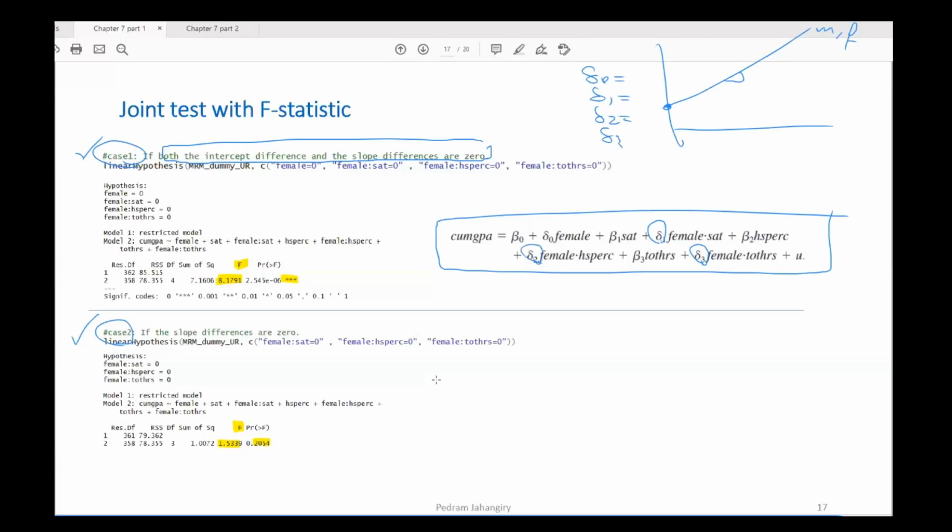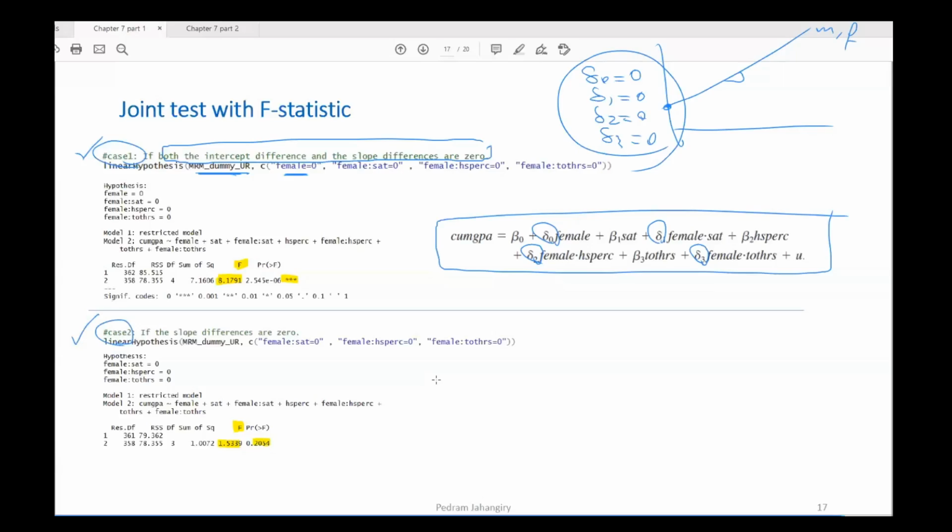If it is 5 of them, all the 5. So I'm testing if all of them are zero collectively. So this is case number one. Okay, so let's do that. So we are going to pass this model and then call, this is the unrestricted model. And then what do I have here?